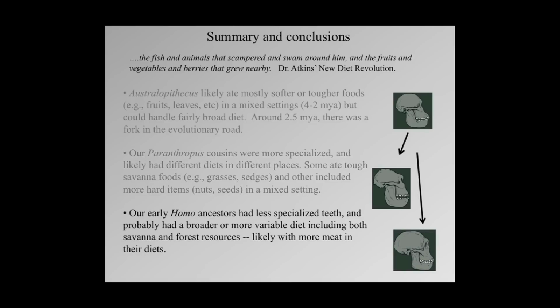Finally, our early Homo ancestors had less specialized teeth and probably had a broader and more variable diet, including both savanna and forest resources, likely with more meat in their diets.